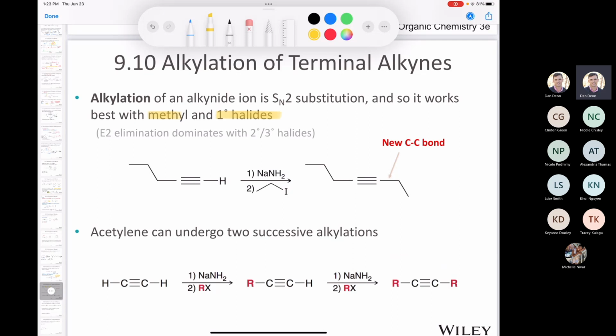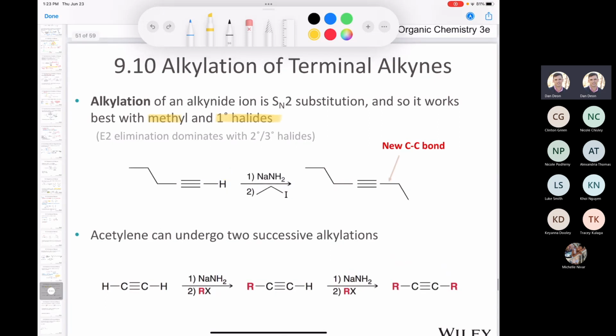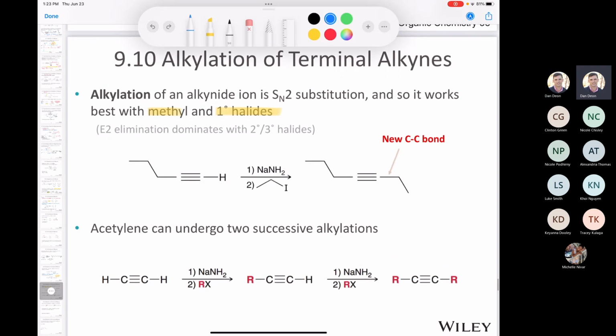Here we have 1-pentyne. It's a terminal alkyne. We treat that with sodium amide. What we get after that first step is going to be the alkynide. We're going to end up with this compound. And then that alkynide is going to do an SN2 on iodoethane to make this new carbon-carbon bond. There we go. So now we've made 3-heptyne.